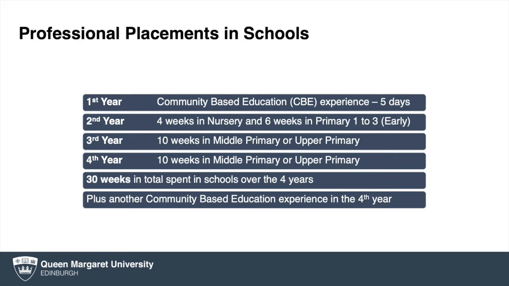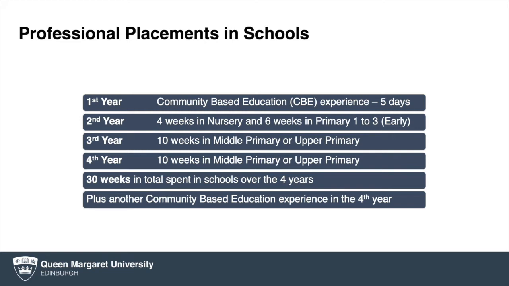Then in the third year, primary students will spend 10 weeks in total, either in middle primary, so that would be primary 4 or 5, or upper primary, that's primary 6 or 7. And then in the fourth year, you spend 10 weeks again. But if you spent the third year in middle primary, then in the fourth year you will swap and be in a school in the upper primary. So I hope that makes sense to you.